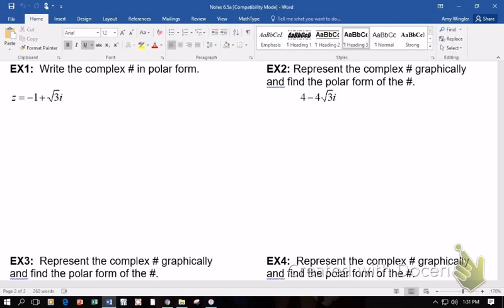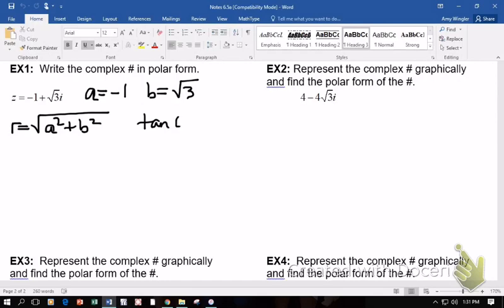In example 1, we're going to write a complex number in polar form. We need to use our equations to do this. When you're looking at a complex number, a is the real part, and b is the number in front of the imaginary part. So in this particular problem, we need to find r, and we need to find theta. We know r equals the square root of a squared plus b squared, and we know that the tangent of theta equals b over a.